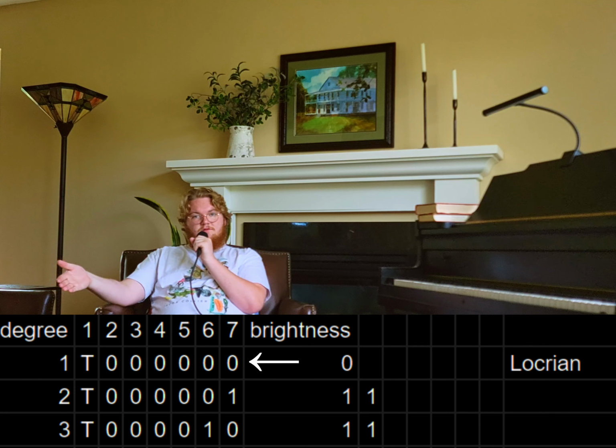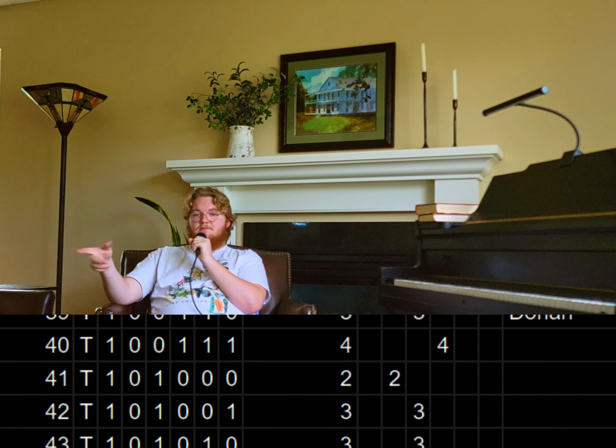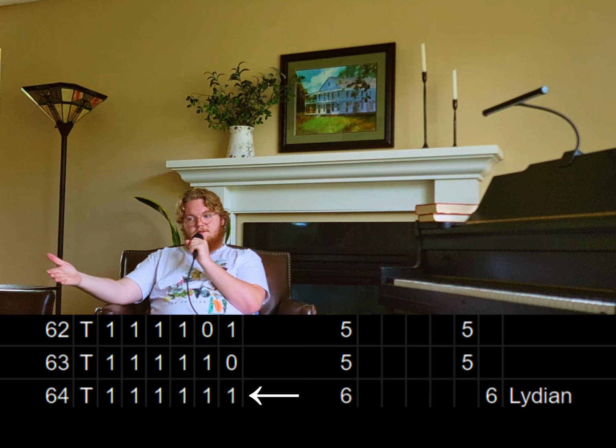I think of the lower options for each scale degree, the zeros, as the darker options, because all zeros results in Locrian, and I think of the ones, the upper options, as the brighter options, because all ones gives you Lydian. This gives us the ability to organize these 64 scales in terms of brightness. You simply count how many ones a scale has, and that tells you how bright it is.